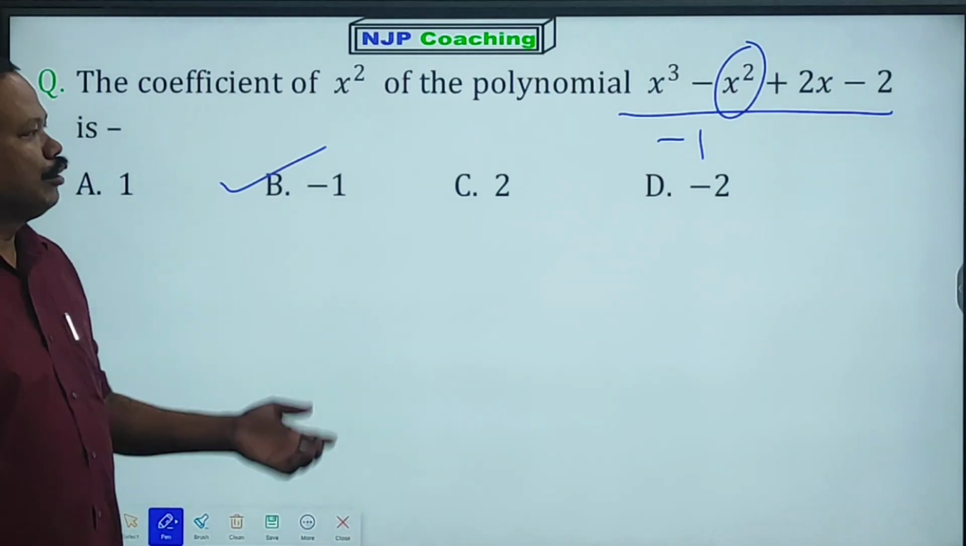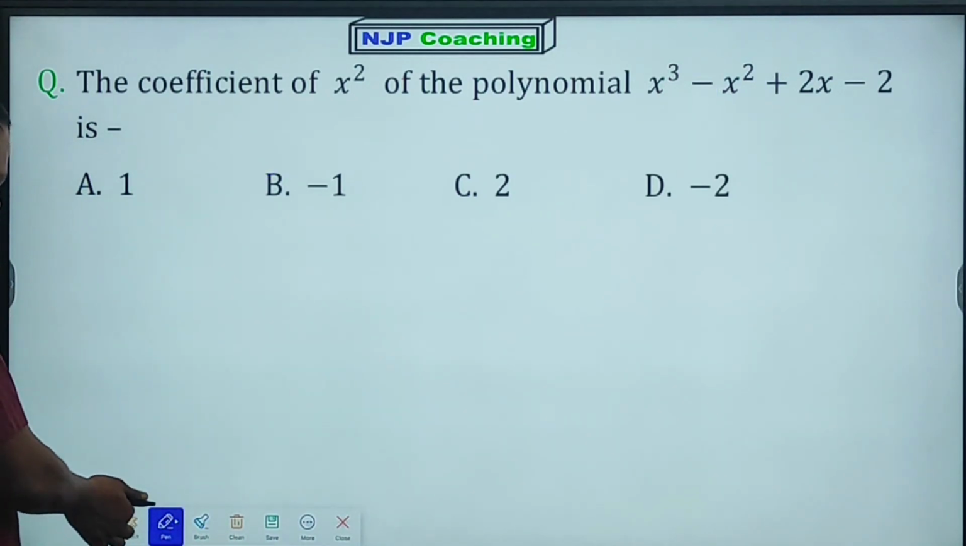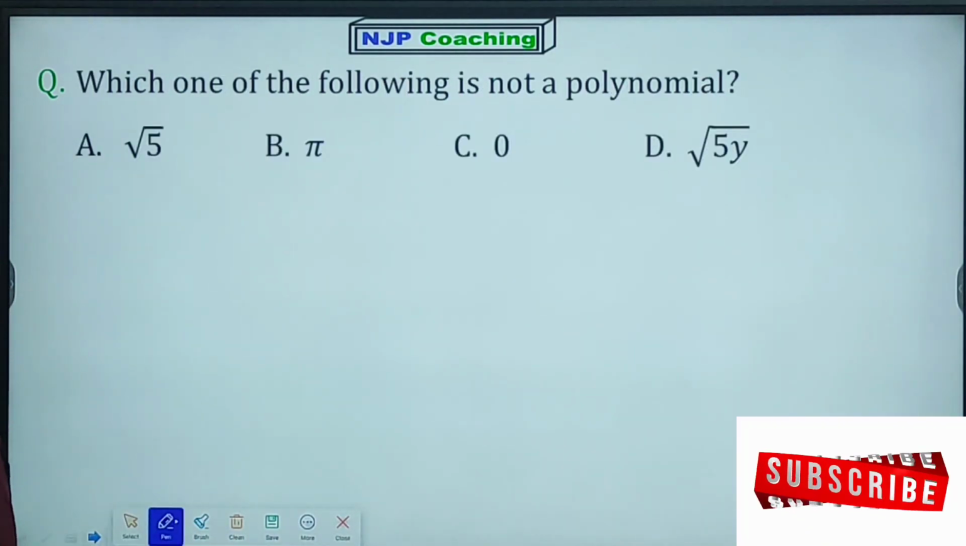So the coefficient of x square will be minus 1. Very simple. Next.